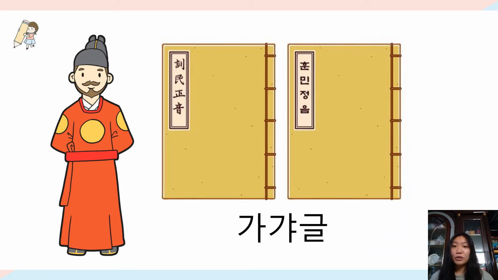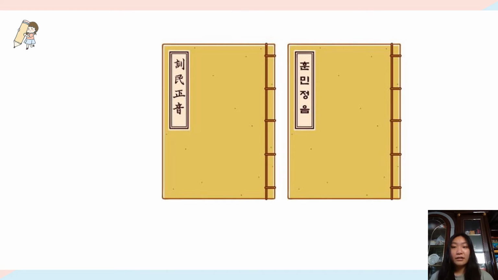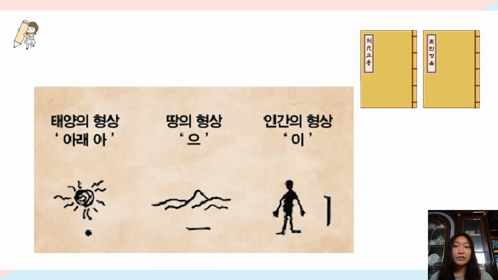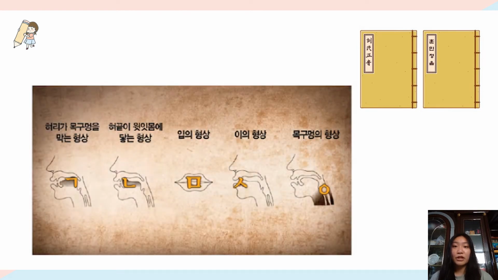This writing system, which at that time was called 가갸글, was first introduced in 1443, then officially introduced to the kingdom in 1446 through a book called 훈민정음. This book was an instruction manual on how to write 가갸글, and was written so that everyone, regardless of who they were, could learn to read and write. The vowels are shaped according to the sun, land, and people, while consonants are shaped according to the form your mouth makes when pronouncing each letter.